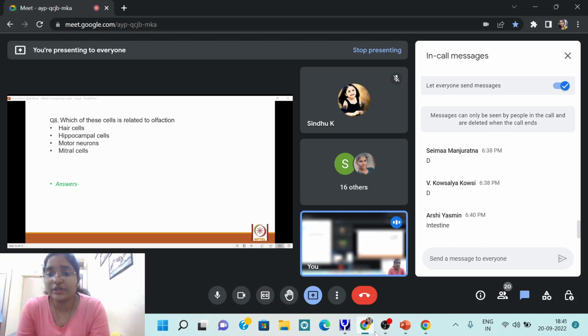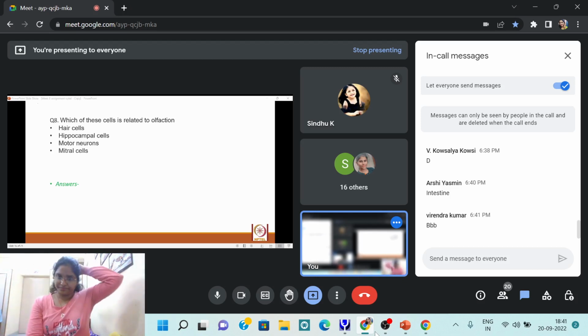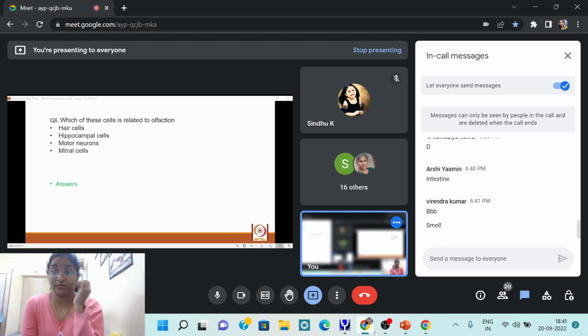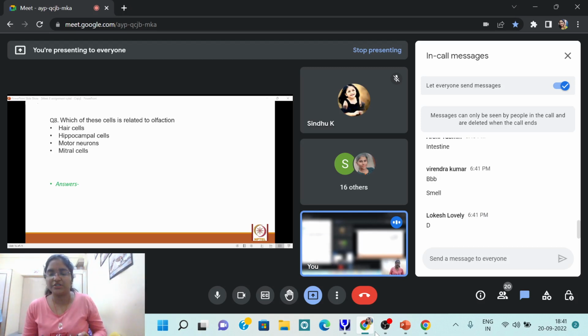We have discussed hippocampal cells in our previous sessions, right? Olfaction. What do you mean by olfaction? I guess everyone knows the meaning of the term olfaction, right? Olfaction means smell, is it?